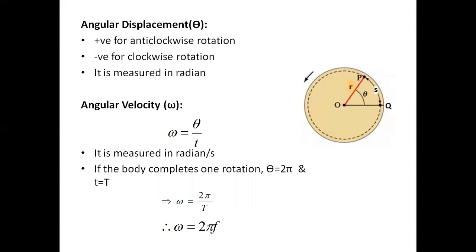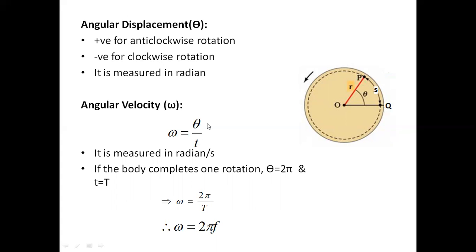If the body is having a rotatory motion, a few terms we have to know. The first is angular displacement. What is an angular displacement? The angle through which the line of points is displaced in a given interval of time is called angular displacement. We denote that by theta. It is taken as positive for anti-clockwise rotation and negative for clockwise rotation, and it is measured in radian.